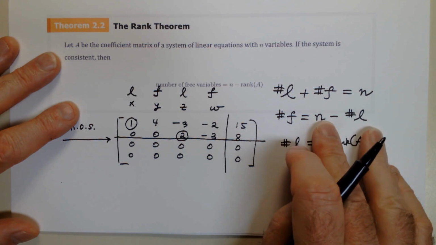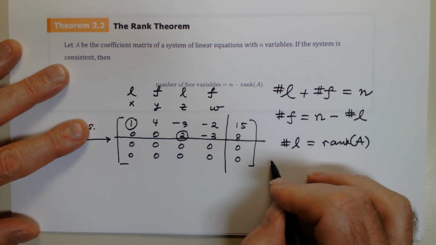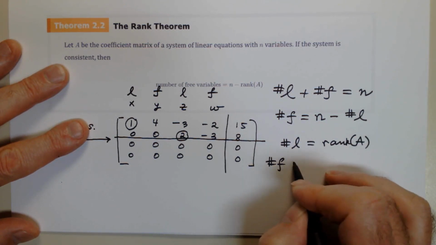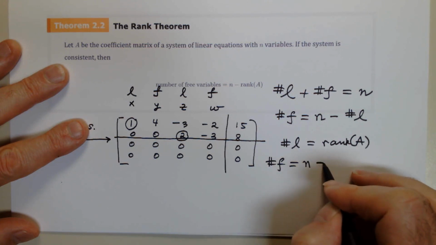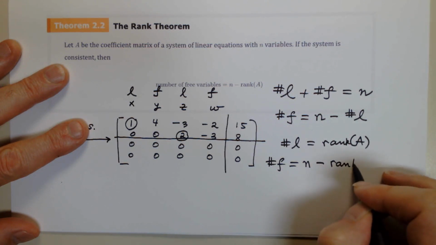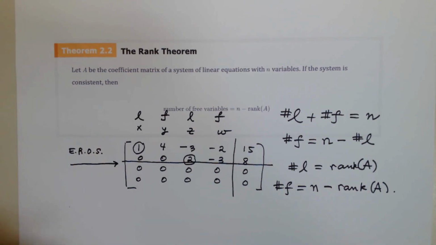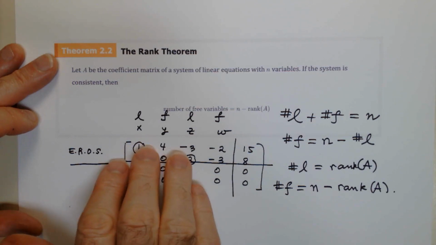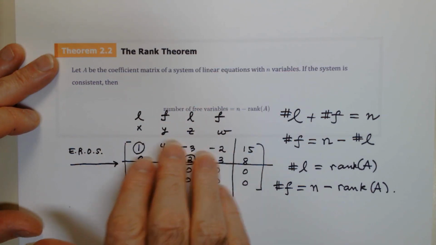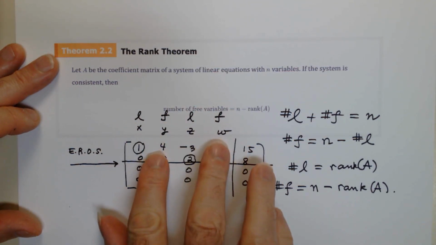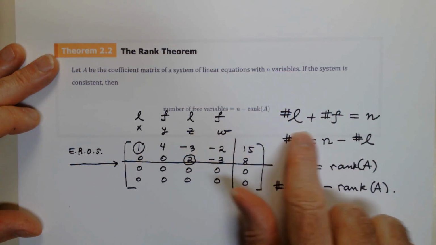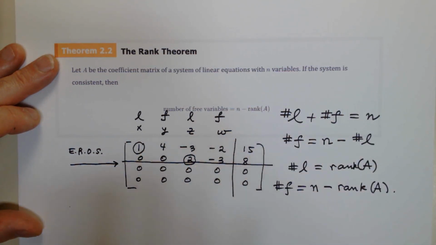And so by making this substitution, we can say that the number of free variables is simply n minus the rank of A. All right, so hopefully that'll take some of the mystery out of this. It's really as simple as saying every variable has to be of type L or type F. And that's where this begins, right? It just begins in that simple statement.